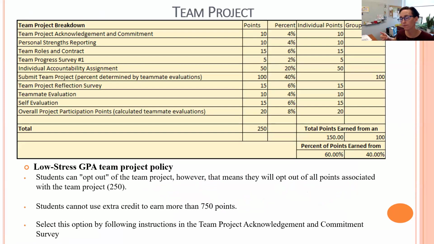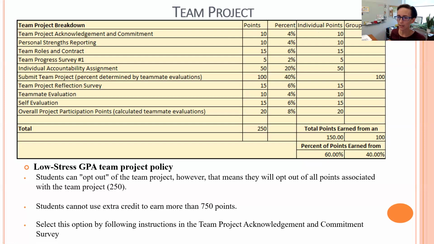But I will tell you that I have worked really hard to prevent anyone from being able to freeload in a team project. And what I'll point out about this is there's 250 points associated with the team project, which means a variety of things. You'll notice that there are things that you do as an individual to earn points for the team's project.